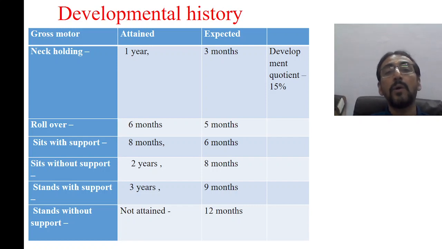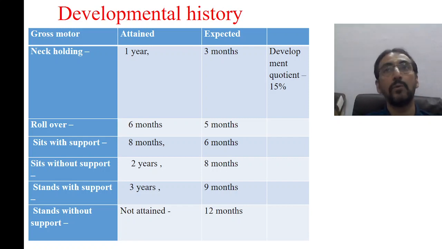Now we have to identify the developmental coefficient, DQ. So how to identify the DQ? DQ is developmental age divided by chronological age into 100. Okay, so developmental age is here 3, and the chronological age is 1 year. So he developed at 1 year. The chronological age, it should be 3 into 100. If you do, what percentage do you get?